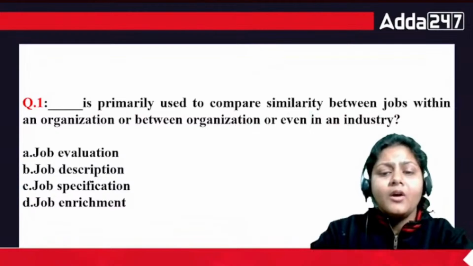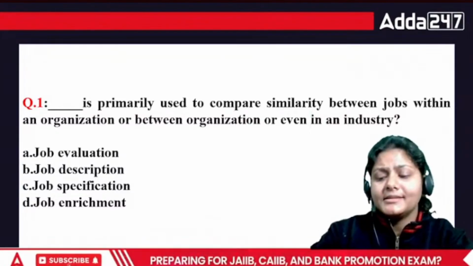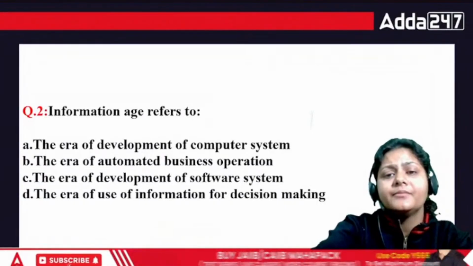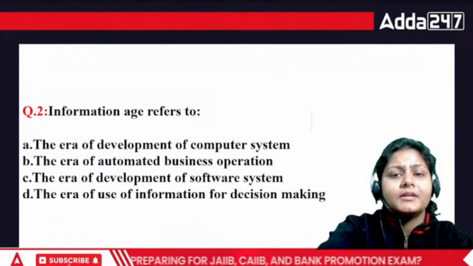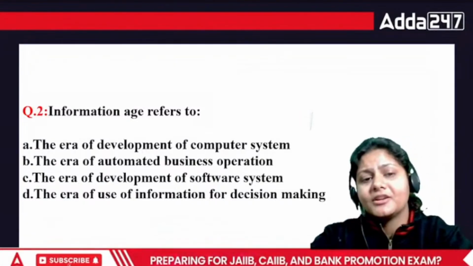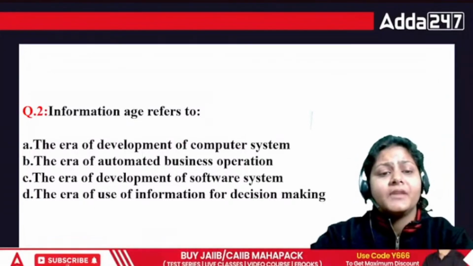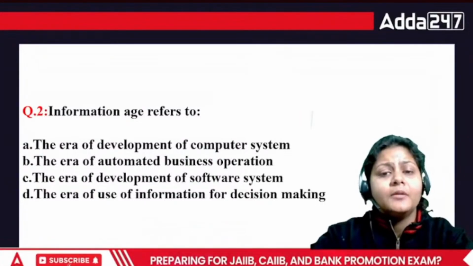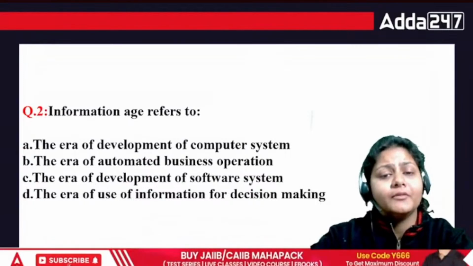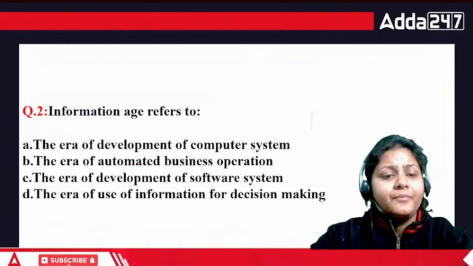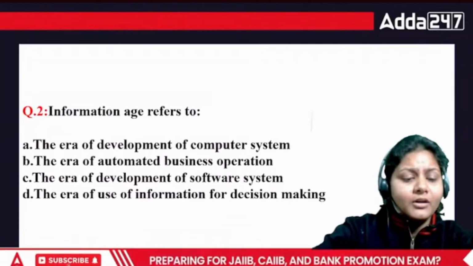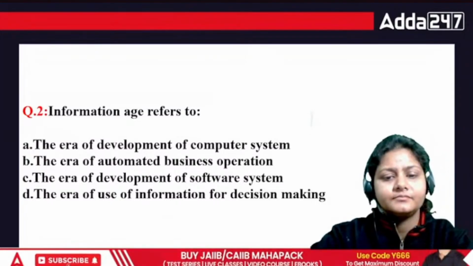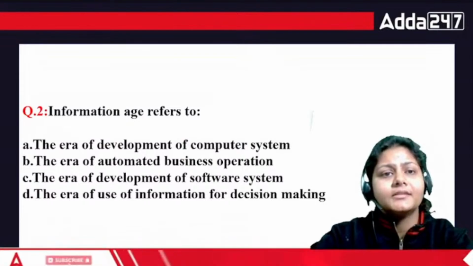Now we have the second question, that is information age. This question actually was asked last year. See, this question is: the information age refers to, option one, the era of development of computer system; the era of automated business operation; the era of development of software system; the era of use of information for decision making. So which one is the right answer? Tell me which one is the right answer?